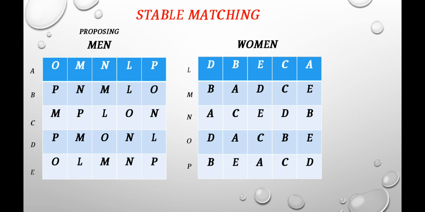Finally, E proposes to O, but O is already engaged with A, which is a better option than E. So O rejects E. Now A, B and C are already engaged, so they don't attempt to make any more pairs. D now proposes to his next choice M. Even though M is already engaged with C, the current option is better than C, so she accepts D and rejects C.